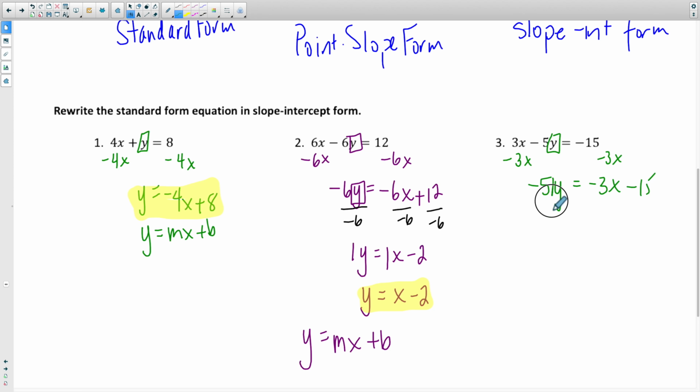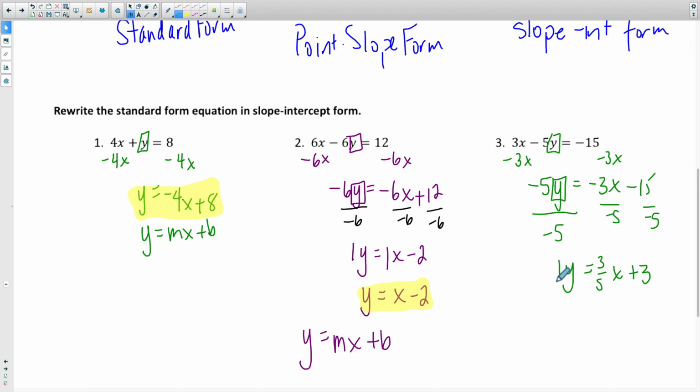Now, again, I'm solving for y. I need to isolate my y. To isolate that y, I'm going to divide by negative 5. I'm going to divide everything by negative 5. So now my negative 5's divide out to be a 1. So I get 1y equals negative divided by negative is a positive. And I'm going to call this 3/5 x. And I'll talk about that in just a second. And another negative, that gives me a positive. 15 divided by 5 is 3.